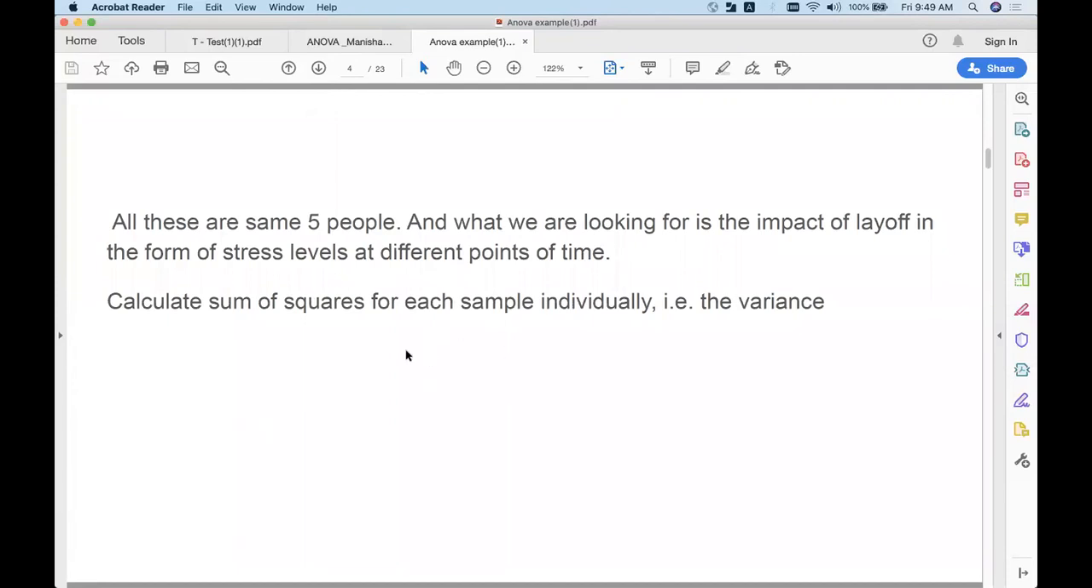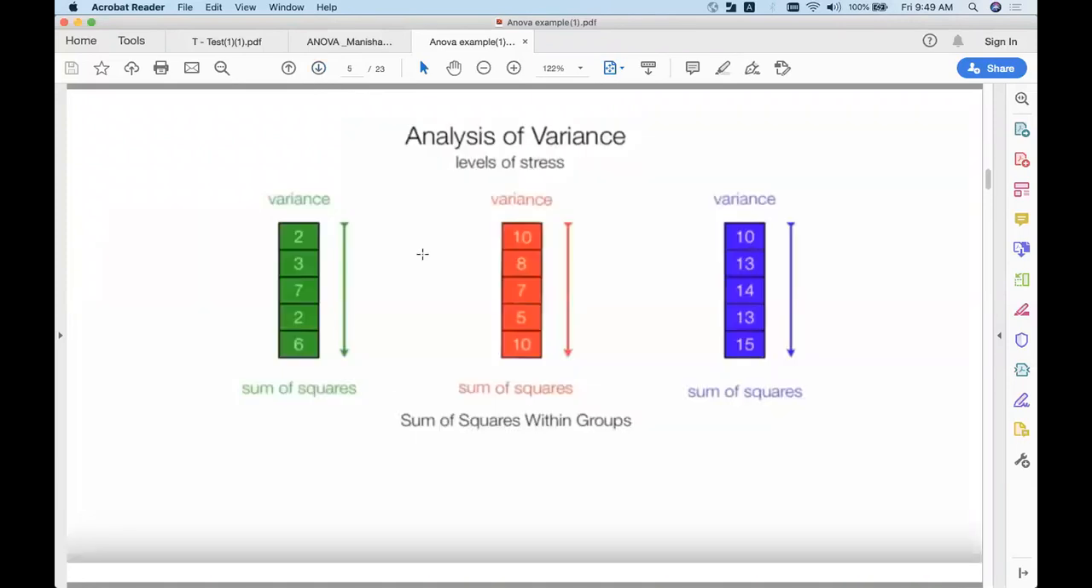Okay. Now there is a procedure for following that I'll explain step by step. Now calculate the sum of squares for each sample individually. That is the variance. So what do we do? Basically, we find the sum of squares for each sample. Then we find the sum of squares within the groups. Then we will find the F statistic, so we'll get the F value here.